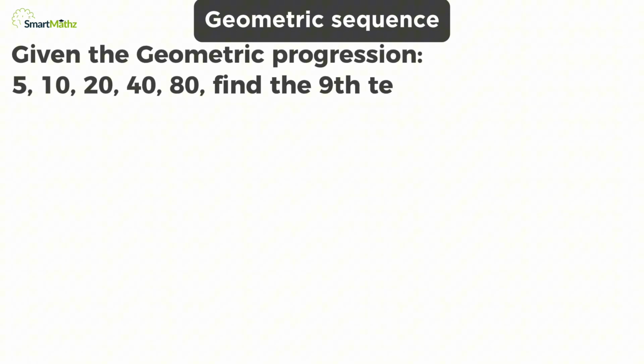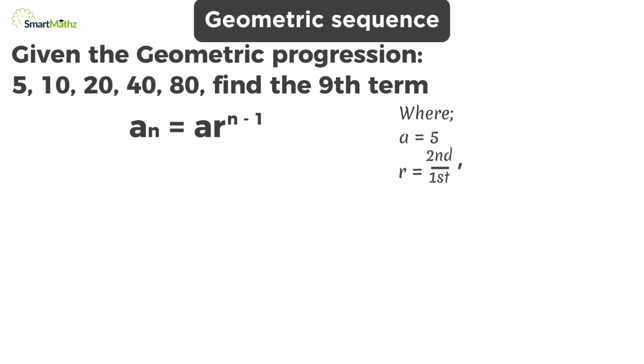Given the geometric progression 5, 10, 20, 40, 80, find the ninth term. The formula for finding the nth term is An equals a times r raised to power n minus 1. A, which is the first term, is 5. R, which is the common ratio, can be the second term over the first term, third over second, and so on. And n, the number of the term, is 9.